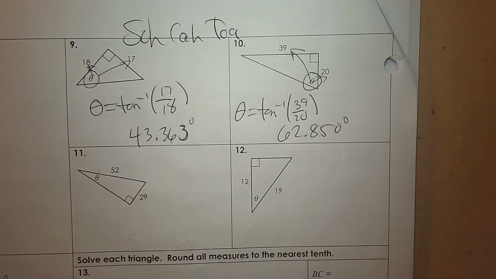Let's do this. Can you put on the counter there for me? Thanks, Daisy. Hi, Jesus. So try number 11 and number 12.